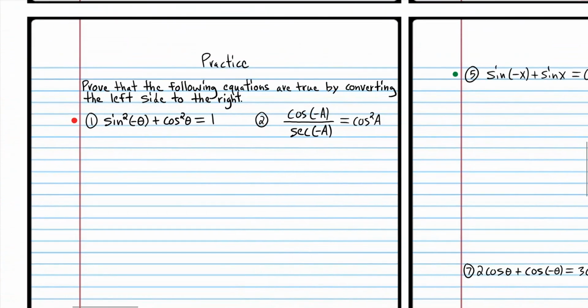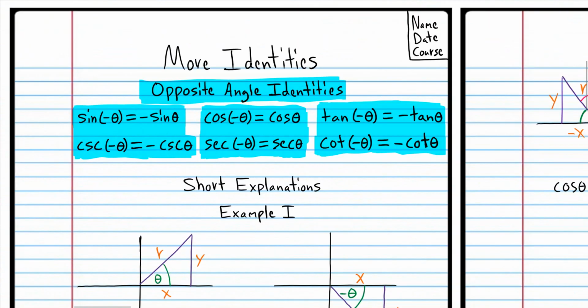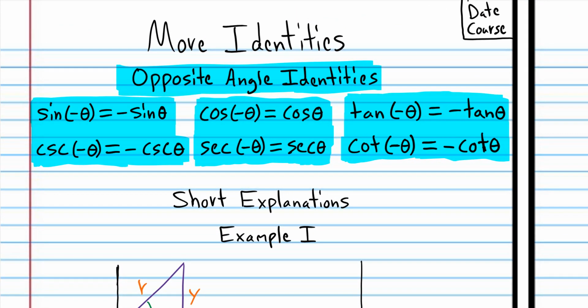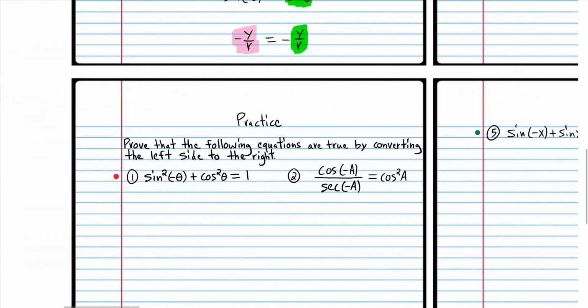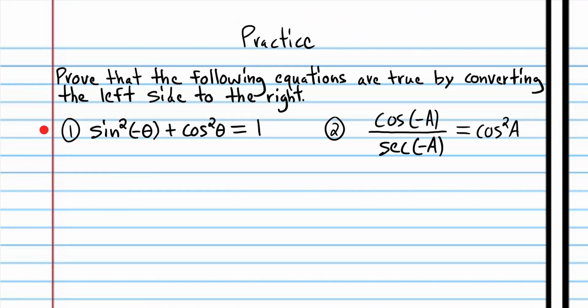So let's get some practice here. Again, I'm going to give you one more chance to take a picture of these identities with your phone. You're going to need these right in front of you as we do our practice problems. So we're going to do some more proofs. It says prove that the following equations are true by converting the left side to the right.